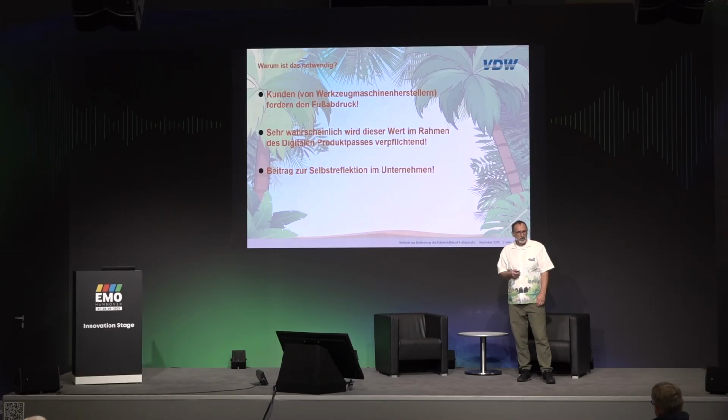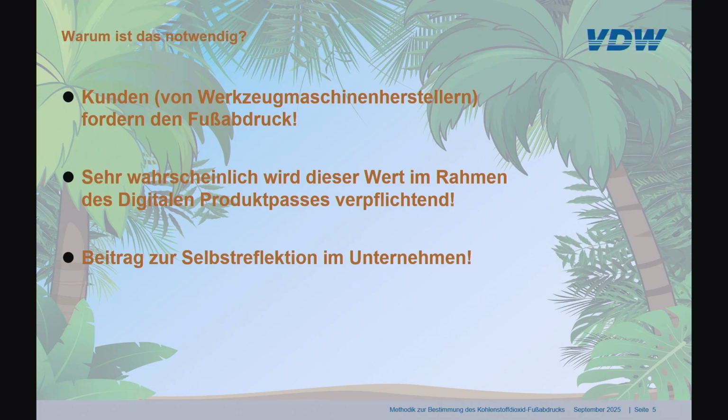On the one hand, it's important because customers of machine tool manufacturers, that is the companies that buy the machine tools, ask about the footprint. They want to know how big the CO2 footprint is. And probably this is something that will have to be indicated as part of the digital product passport. That is the regulatory side of things. The EU will demand it. And last but not least, it's a contribution for companies to do self-reflection. They want to know themselves how big the footprint of their machine tools is, and how they can reduce it. That would be the next step.